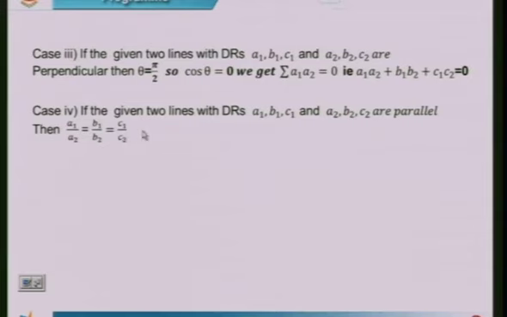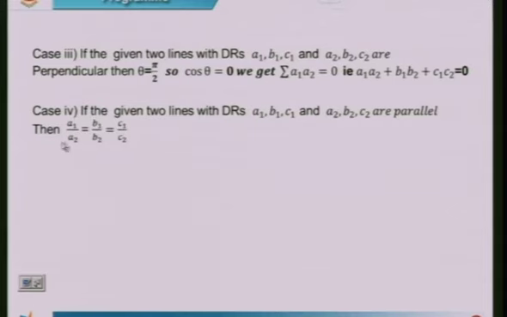Because if you go for the dividing rule here, I will be getting root of summation A1 square plus B1 square plus C1 square. That is not 1. And similarly here, root of summation A2 square plus B2 square plus C2 square, that is not 1. So you cannot say A1 equal to A2, B1 equal to B2, C1 equal to C2, but you can come up to this stage.